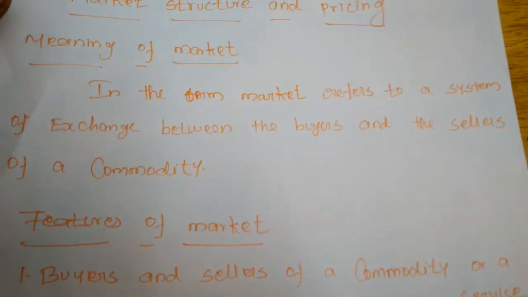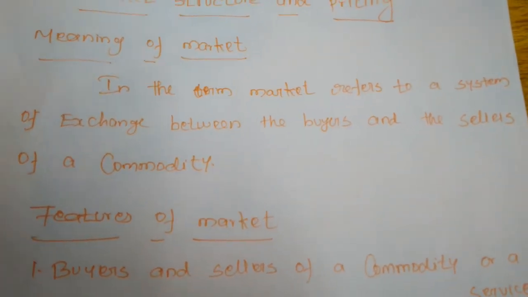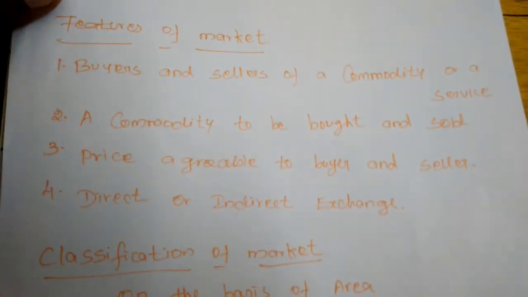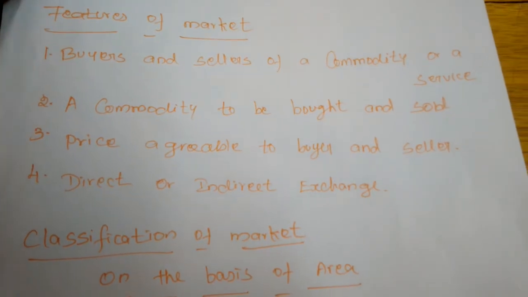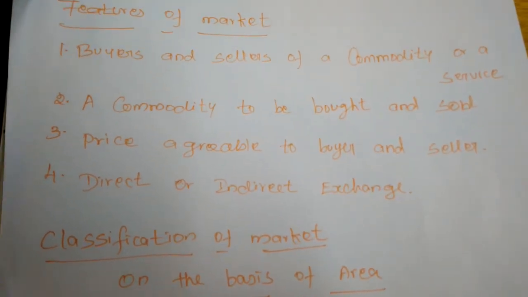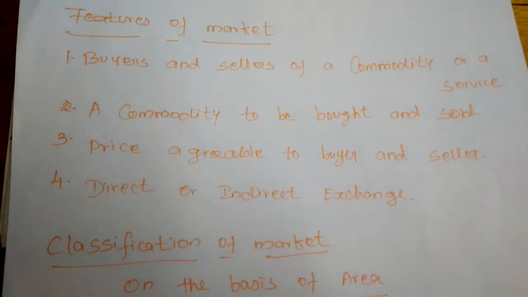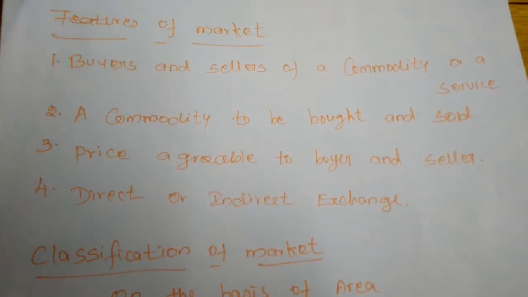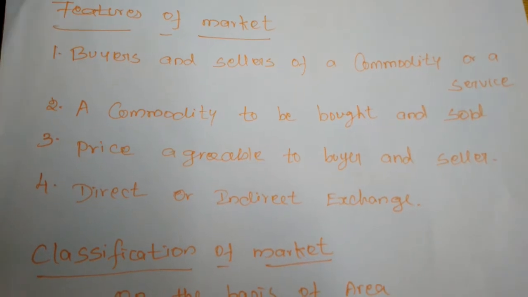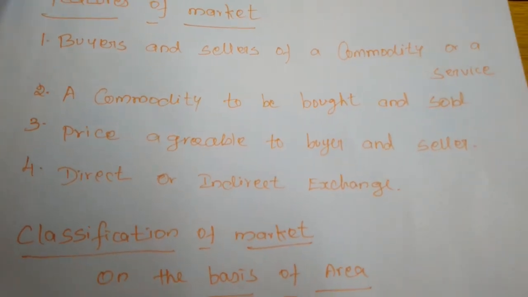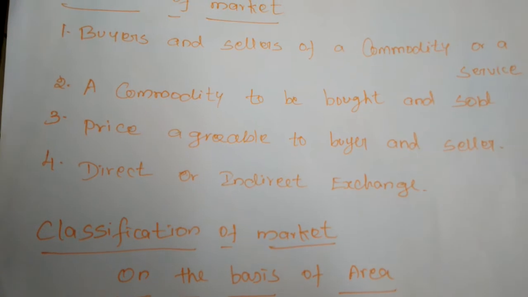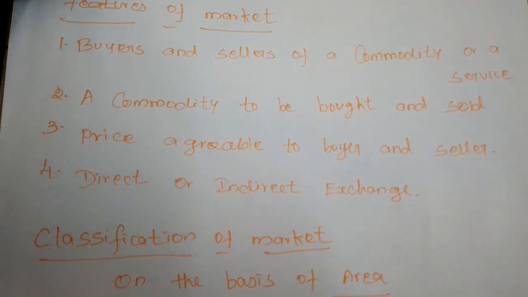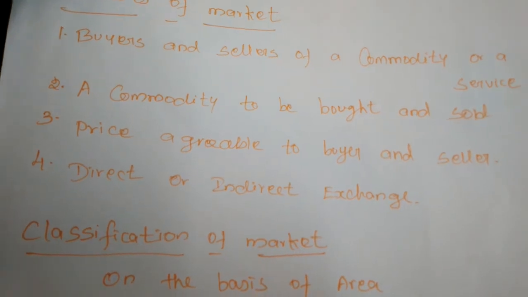Now, the share market, the online market, the e-market: different types of markets are also there. And the features of a market. First, the buyers and sellers of a commodity or a service. If a market function is going on, then buyers and sellers of a commodity or service must exist. Next, a commodity to be bought and sold. In a market, the commodity must be bought and sold.